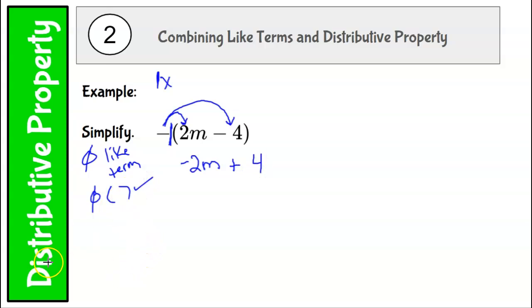So I have no parentheses, and I'm looking, but nope, I don't have any like terms either. So that is simplified. Not solved, just simplified.